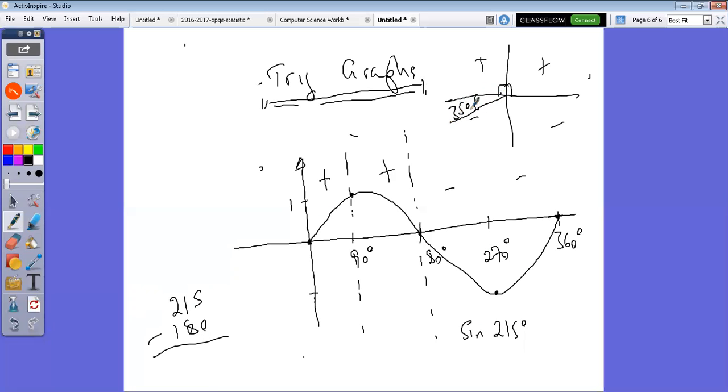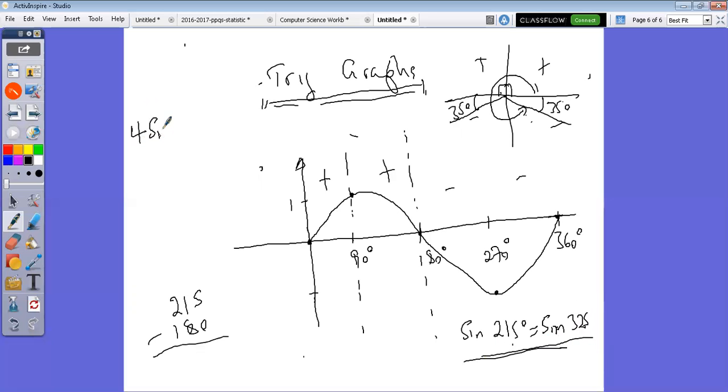So it means I have 35 here. Remember this is 215. Because it's negative in here, I can also put 35 like this. So it's also equal to 360 minus 35. What do you get? 325. Like this.